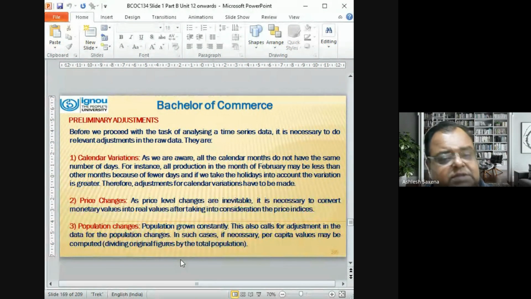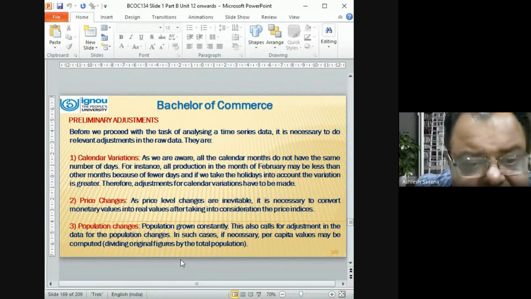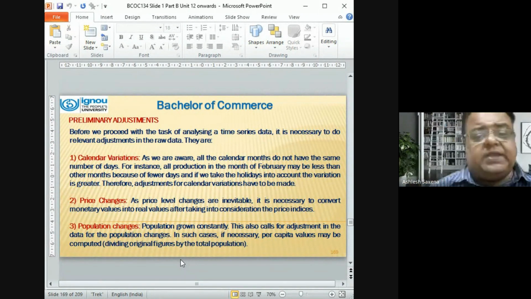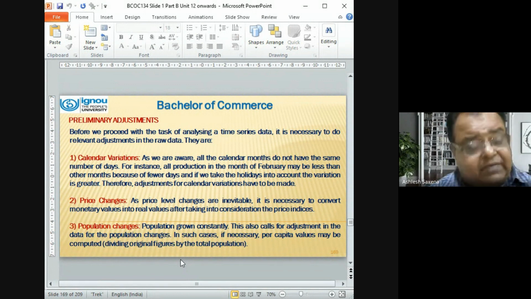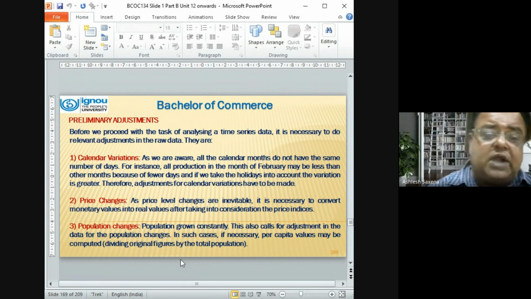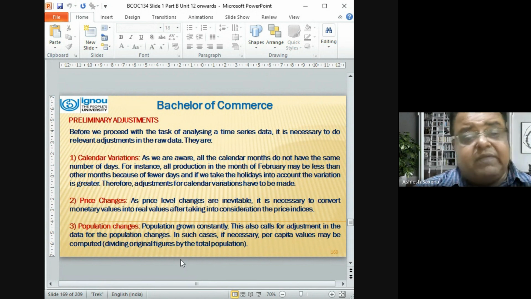Second one is price changes. As price level changes are irreversible, it is necessary to convert monetary values into real values after taking into consideration the price index. The third one is population change. Population does not remain constant. This also calls for adjustment in the data for population changes. In such cases, if necessary, per capita value may be computed by dividing original figures by total population.